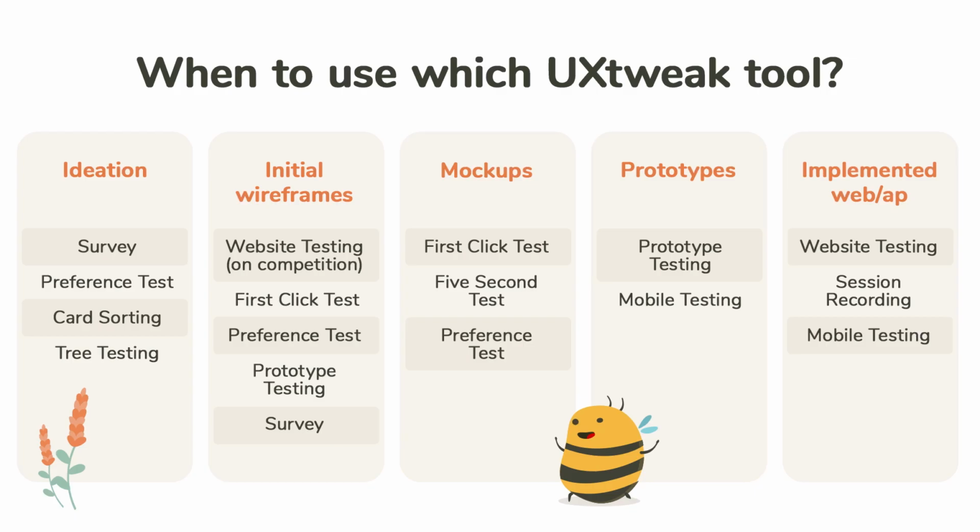your web. So just to reiterate, here are the main tools for each stage. For the ideation, use surveys, preference tests, and create an information architecture using card sorting and tree tests. When you move to the initial wireframes, use website testing on competition, first click test, preference test, prototype testing, and surveys. In the mock-up stage, use first click test, 5-second test, and preference test. When it comes to prototypes, use prototype testing and mobile testing.